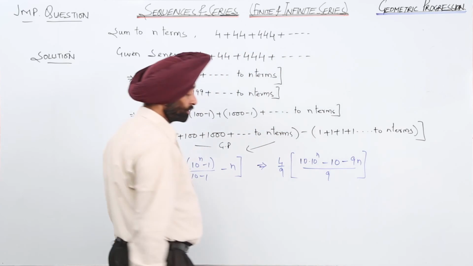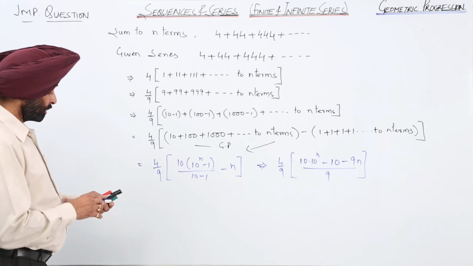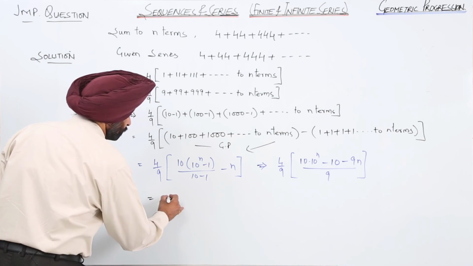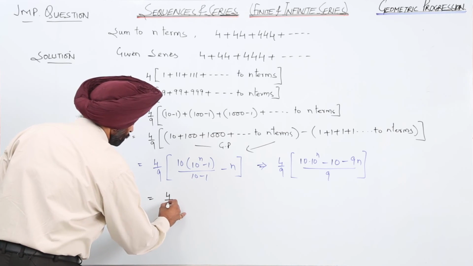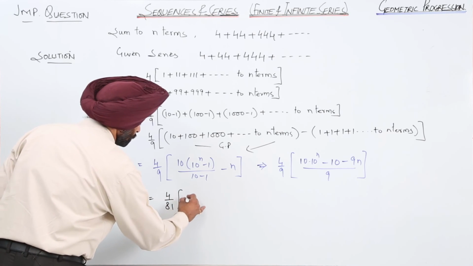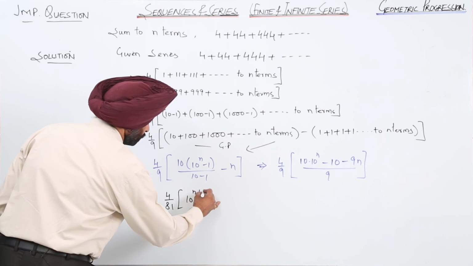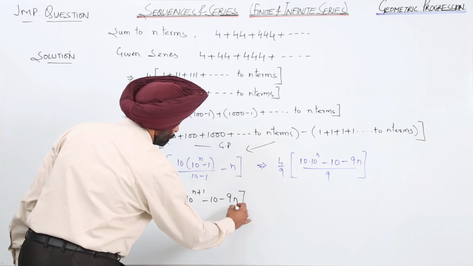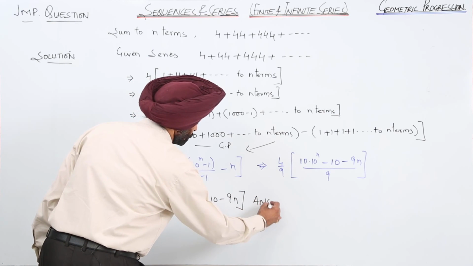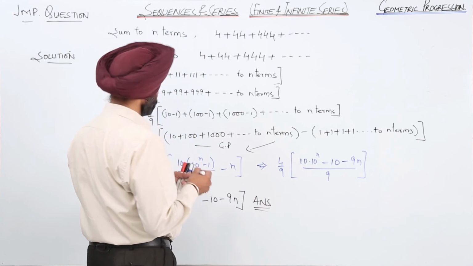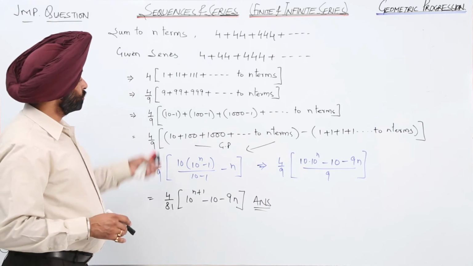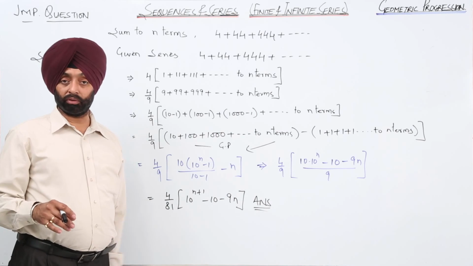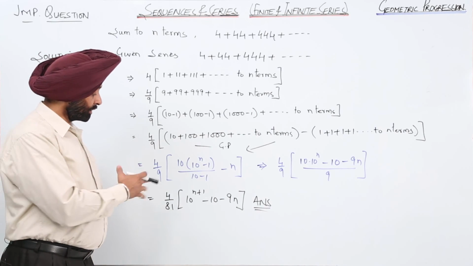I have just taken the LCM. Okay. So finally what we get is 4 upon 81, times 10 raised to power n plus 1 minus 10 minus 9n. This is the answer. So when we have to find the sum of such a series, we first convert it into a GP, with something in the formation of an AP, and then we solve.